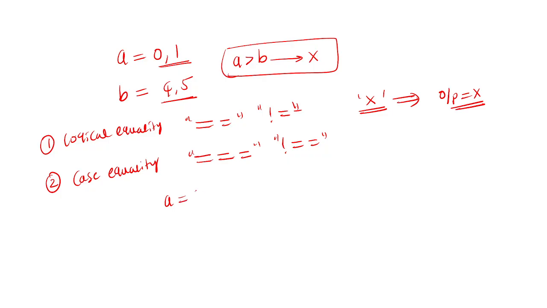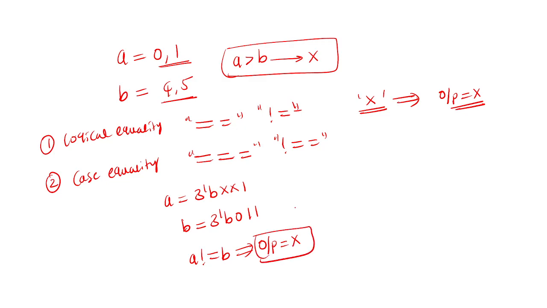We'll see one example. Suppose a equal to 3'bxx1, b equal to 3'b011. So a not equal to b. Here the first and second bits are x. Any one of the input is unknown, so you are getting output equal to x only. But with respect to case equality, it will compare with the don't care only.